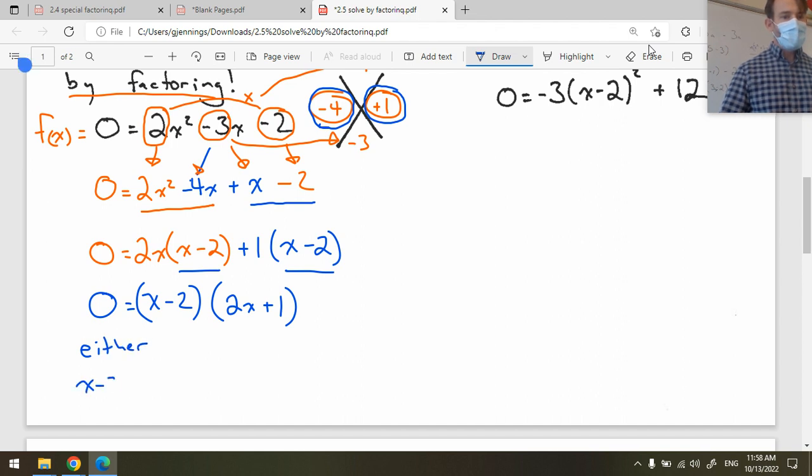Okay? So if I know that this is equal to 0, then either x minus 2 equals 0 or 2x plus 1 equals 0. One of those two things has to be true, because there's no other way to multiply and get 0 besides having 0 as one of your factors.